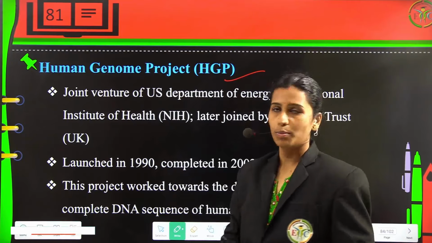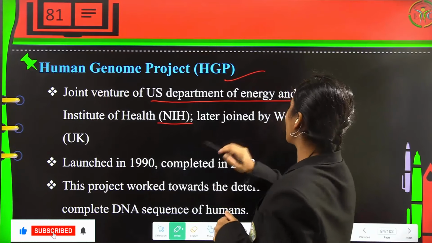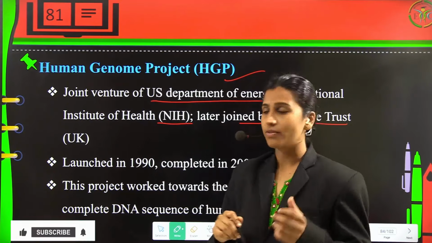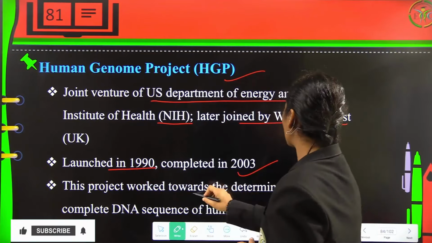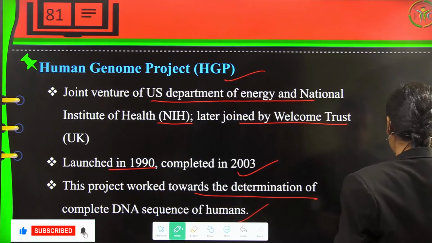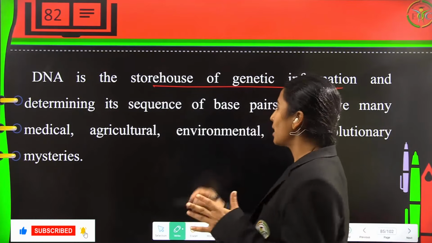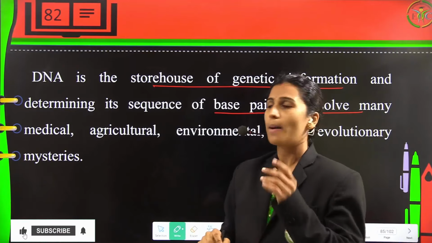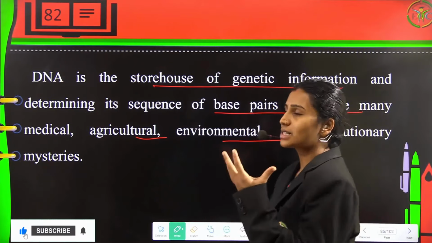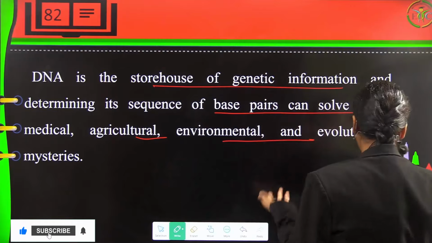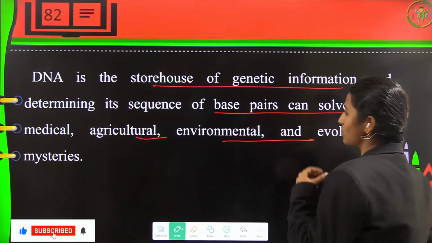Now, HGP, the Human Genome Project. It was a joint venture of the US Department of Energy and the National Institutes of Health, NIH, later joined by the Wellcome Trust from the UK. It was launched in 1990 and completed in 2003. This project worked towards determining the complete DNA sequence of humans. DNA is the storehouse of genetic information, and determining its sequence of base pairs can help solve medical, agricultural, environmental and evolutionary mysteries. Medical, because there are so many genetic disorders; agricultural, by producing hybrids by changing their DNA; and environmental and evolutionary changes also relate to these.